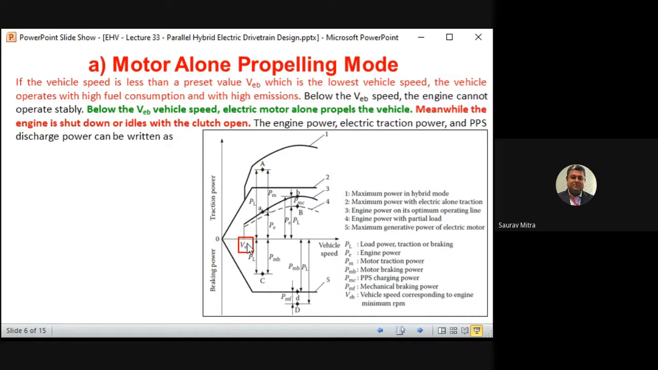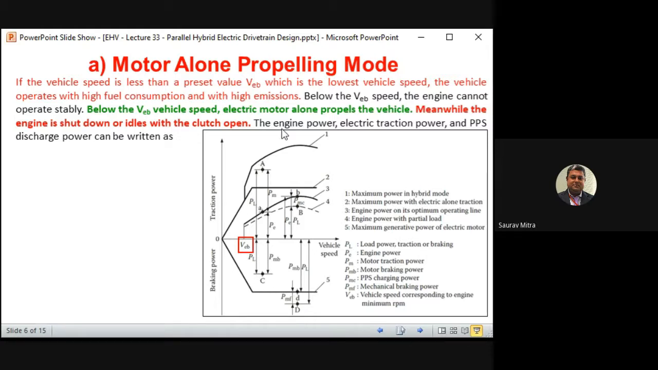And whenever vehicle speed is below the base speed, VEB is called the base speed. If you are driving the vehicle with speed below the VEB, at that time braking is generated. So C and D, these two are the braking. In case of C, first I will explain the top part first. That will be better, because C and D will be explained last. These are the two brakings.